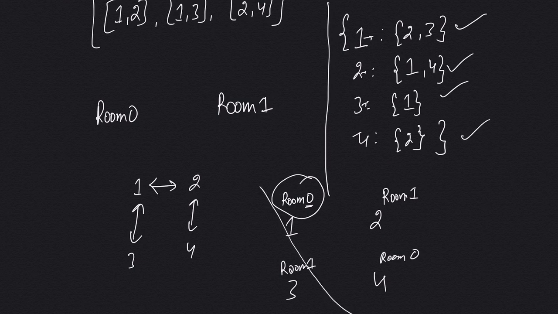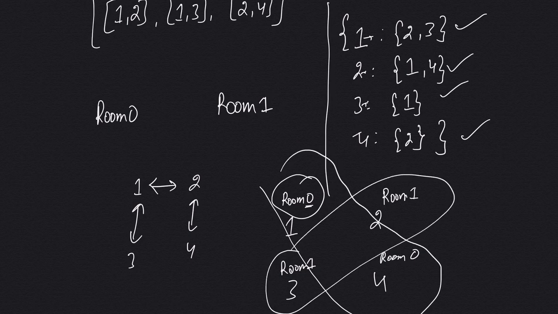So in this way, we form these two rooms and we assign 1 and 4 to room 0, and 2 and 3 to room 1. And we are able to form these groups, so we will return true.